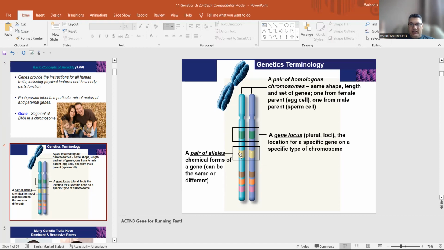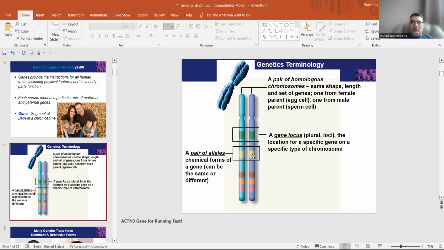So same set of genes means the genes that are responsible for something. What is that something? It can be different. So you need to distinguish between those. One of those will come from the mom, and the other one will come from the dad, male and female. One from the male, one from the female. One coming from the sperm, and the other one coming from the egg. So this is a very important definition to know. A pair of homologous chromosomes. What does it mean? Same shape, same length, same set of genes, one from the female and one from the male.